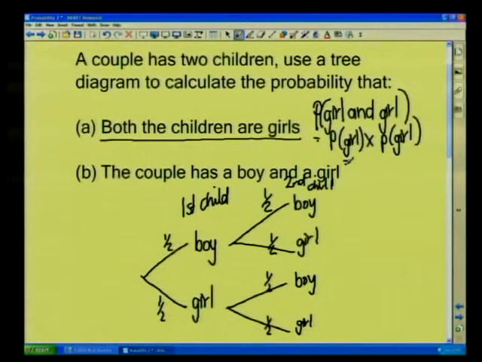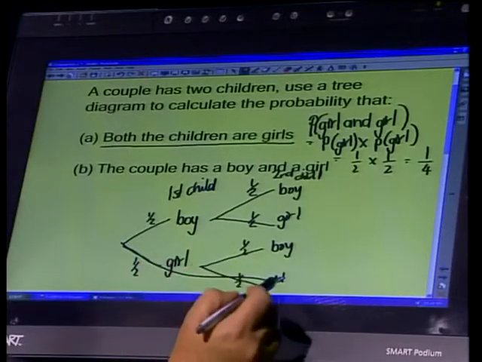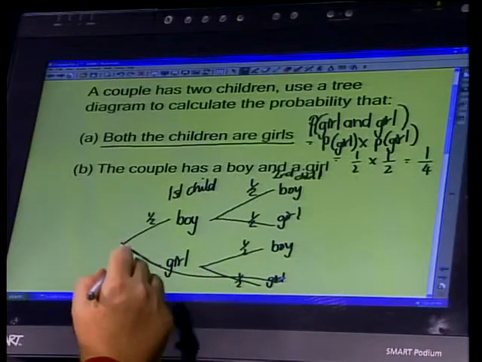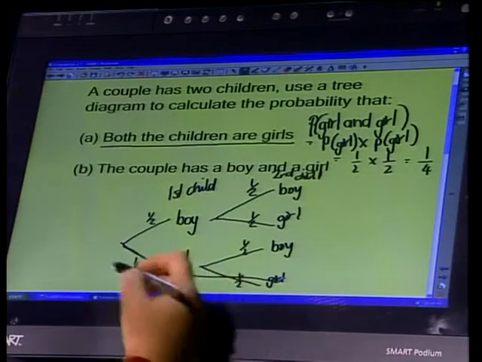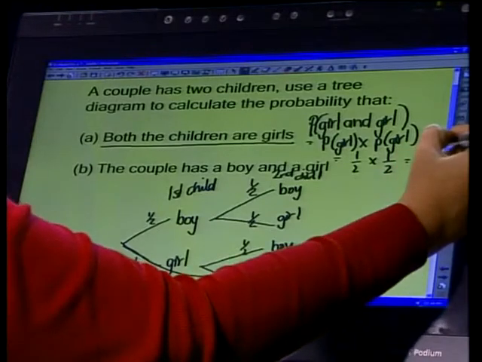And you can see that that's going to be a half times a half, which is equal to a quarter. What you do need to remember is that when you go along the branches, you need to multiply, and that is the most important rule. When I want to find out what are the chances of getting a girl and a girl, I need to go from this one to that one and times the probabilities. Right, let's move down a little bit.